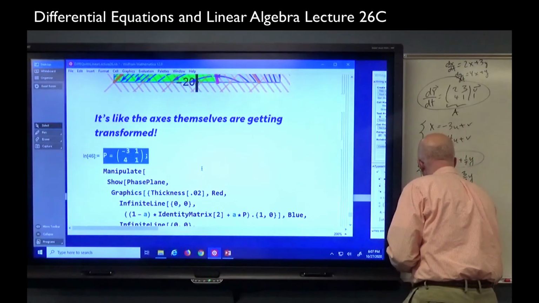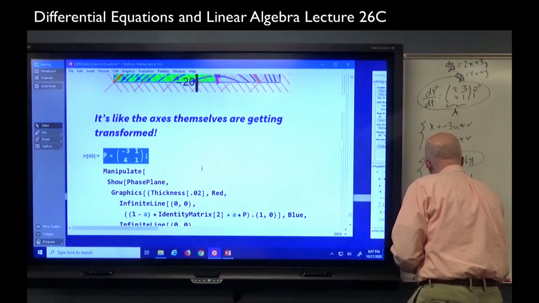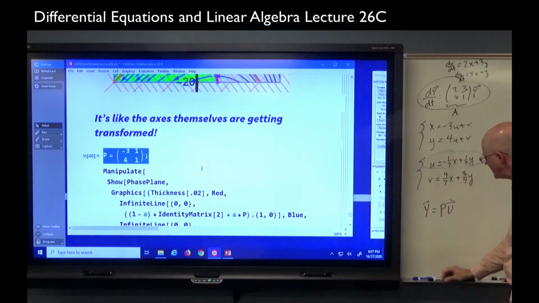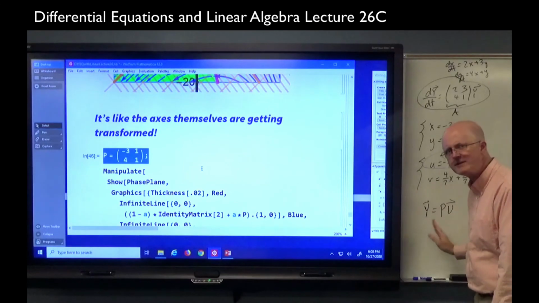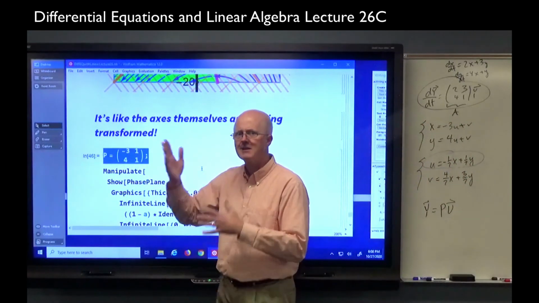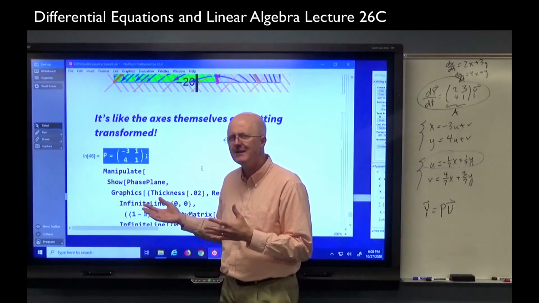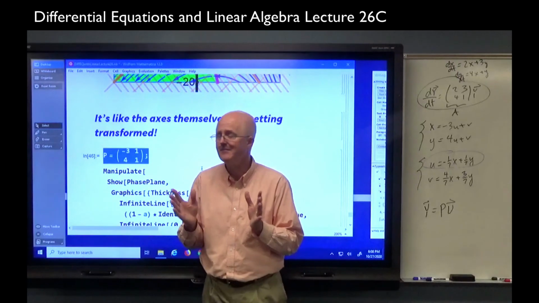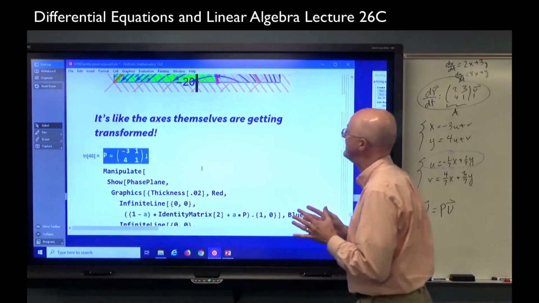But here's the confusing part. That equation is y equals P times u. So shouldn't this equation transform u coordinates to y coordinates? And didn't I just say transform x and y to u and v? That's really tricky here. This is all correct. You've got to think about it in the right way.